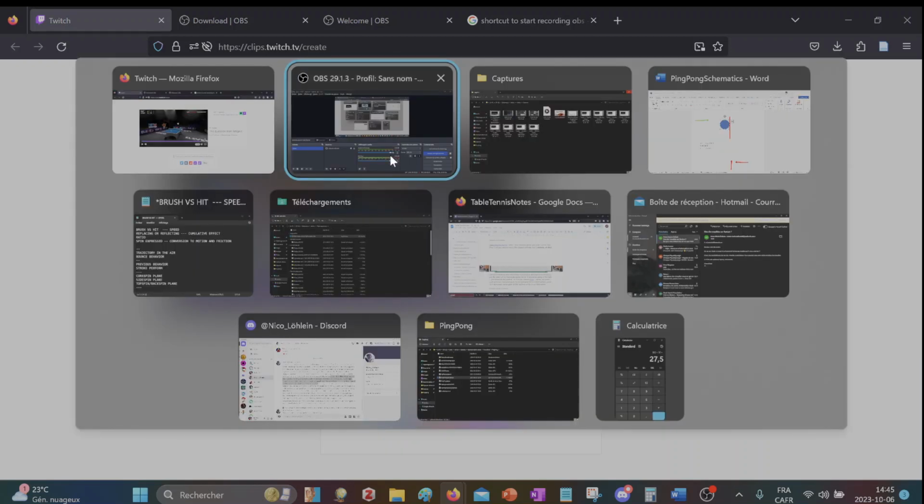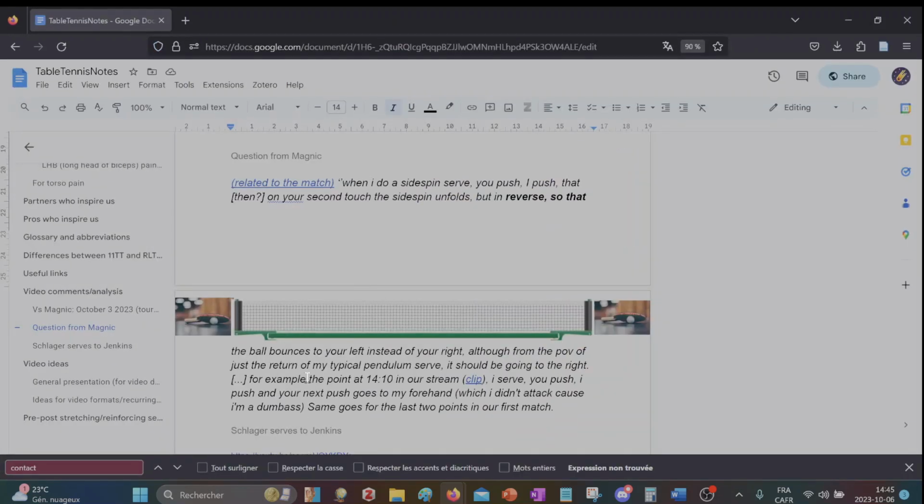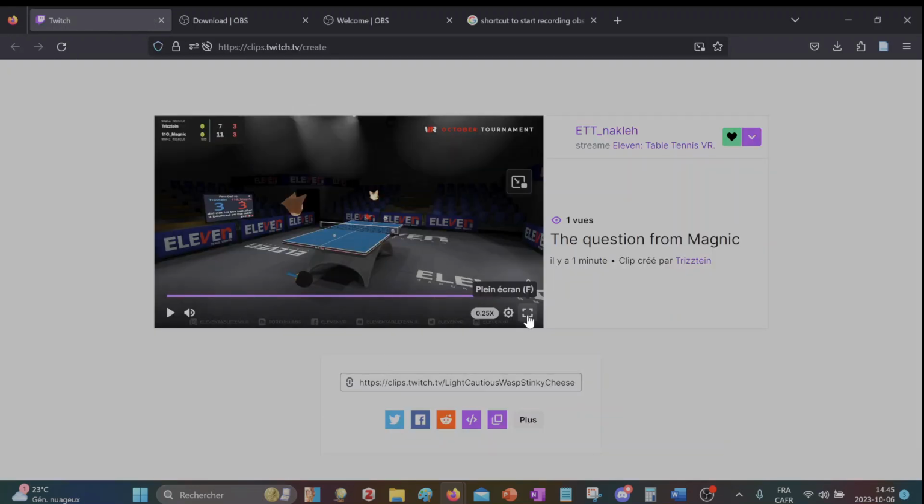I can read the question for you, or part of it, at the very least. So when I do a side spin serve, you push, I push. Then on your second touch, the side spin unfolds, but in reverse, so that the ball bounces to your left instead of to your right. Although from the point of view of just the return of my typical pendulum serve, it should be going to the right. And then he gives the example 1410 in the video, so I just made a clip from it.